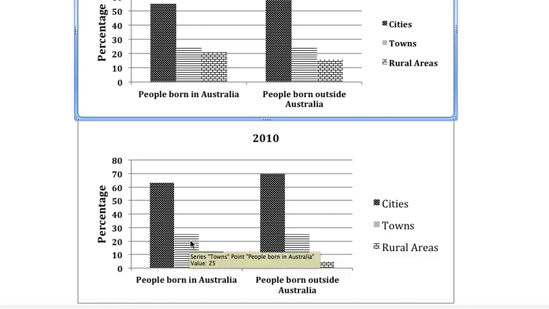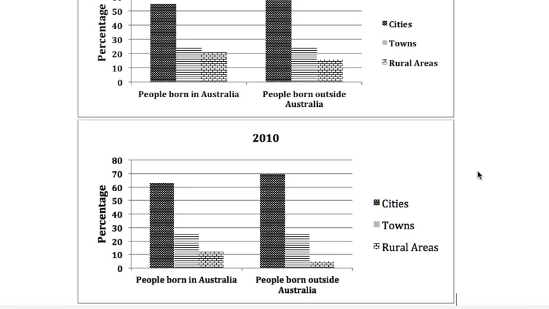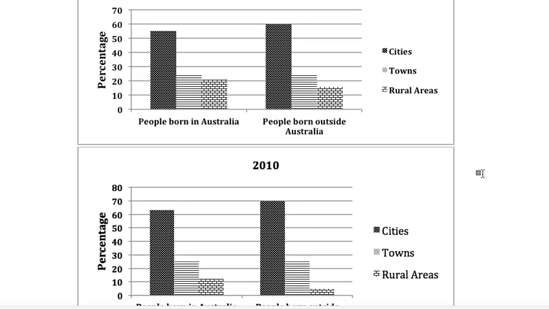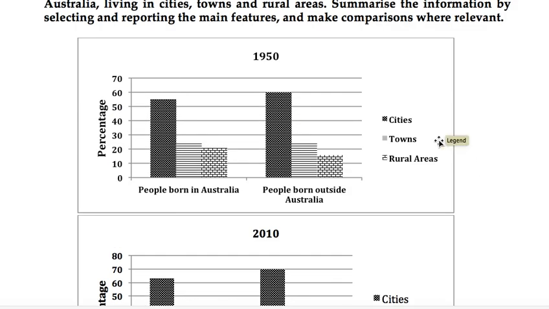Those who live in towns, their percentage in 1950 and 2010 remained almost the same. So I hope you understood what mistakes you did by writing that the people were born in cities. They were not born in cities. Nobody has written that in this essay. There are people born in Australia living in the cities and people born outside Australia living in the cities.